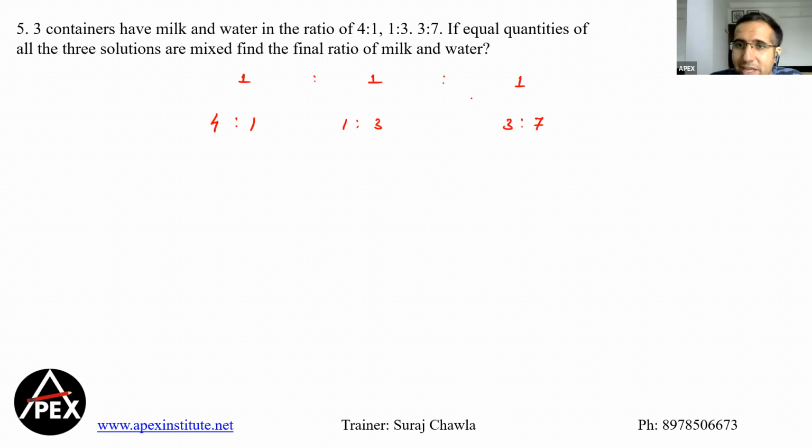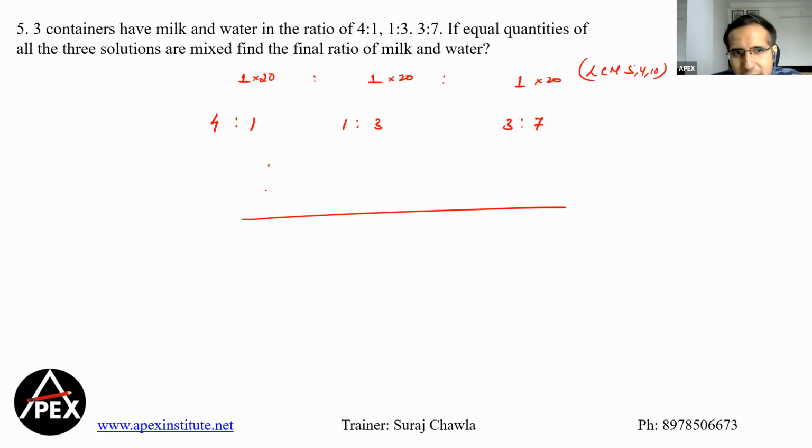Can I say LCM is 20? So LCM of 5, 4, and 10 is going to be 20. So I multiply 20 to each term. If you want, you can also do this directly. If you want to go by calculation, that's 4 by 5 of 20 from here. And 1 goes on the bottom for the water part. 1 by 5 of 20.